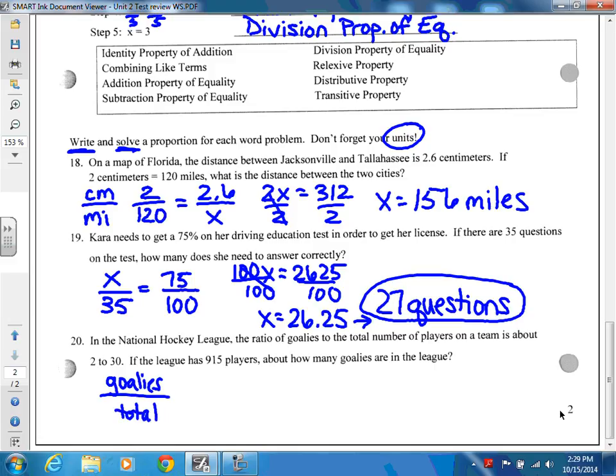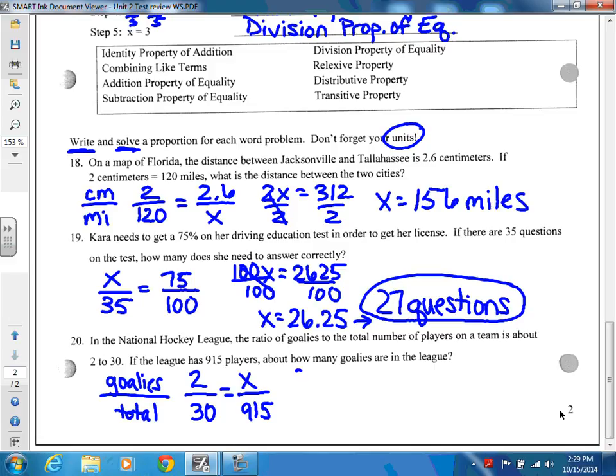So when you're reading your first ratio, it says 2 to 30. The first number is the number of goalies, so that'd be 2. The 30 is the total, so 2 to 30. But then it's telling you that the league has 915 players, so how many goalies are there? Well, the goalies is missing, so that's where the X goes. 915 is the total amount of players, so that's your of. Okay, so now we want to figure out how many goalies there are.